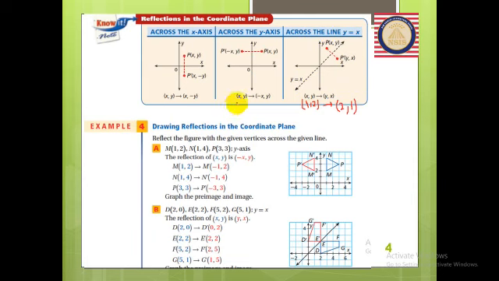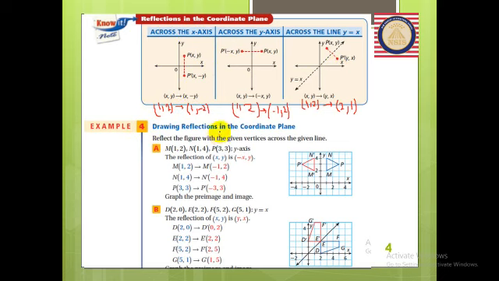Okay, and here, if I have 1 and 2, what's my image across the y-axis? It will be negative 1 and 2. Very good. Here, if I have 1 and 2, and I told you to give me the image across the x-axis, the image will be 1 and negative 2. Now you see the difference between the three reflections? Very good. Let's solve this example.